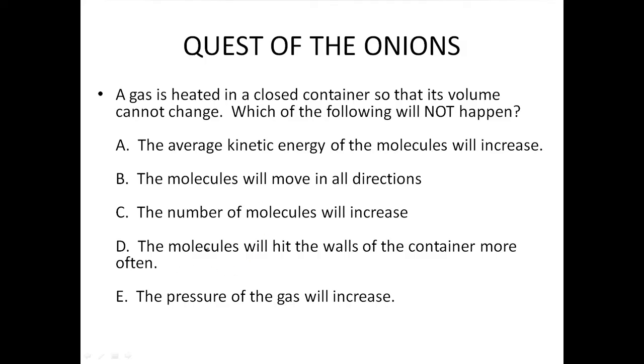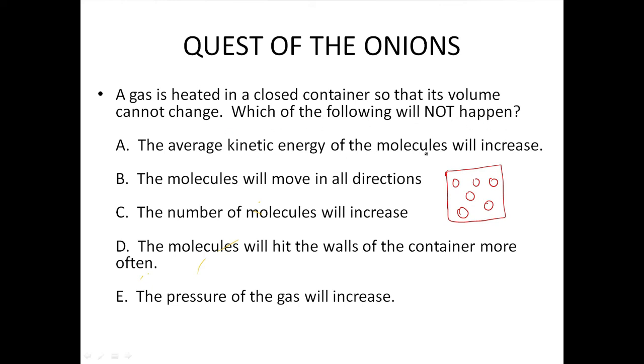Great. Now, a gas is heated in a closed container so that its volume cannot change. Which of the following will not happen? Let me change the color. Ink color will be red. So a gas is heated. Here we have the gas in a closed container, let's put 6 molecules in here. A gas is heated in a closed container so that its volume cannot change. Which of the following will not happen?